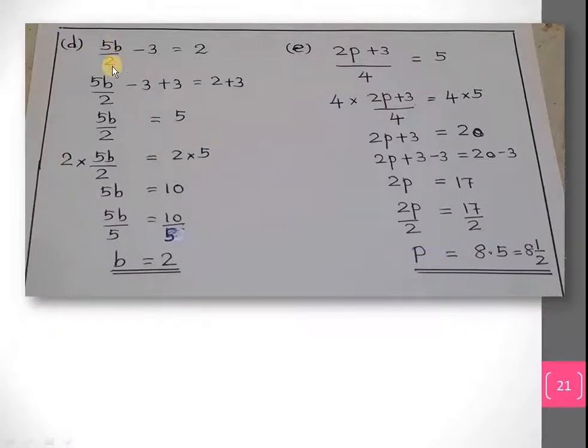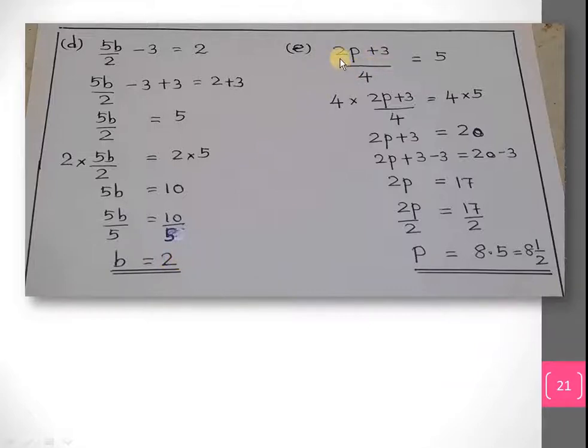Here 5b over 2 minus 3 equals 2. First remove this negative 3, so adding 3 to both sides. You should write the reason here. Then 5b over 2 equals 5. Now remove this 2, so multiply both sides by 2. Then here 5b equals 10. Now dividing both sides by 5, the answer for b is 2. 2 is the solution of this equation.